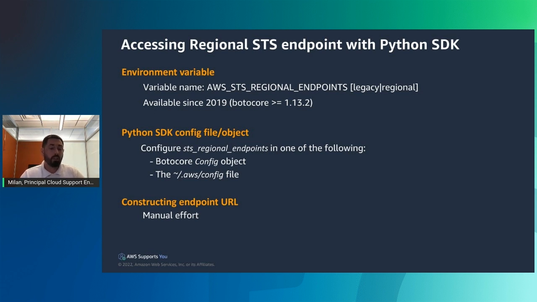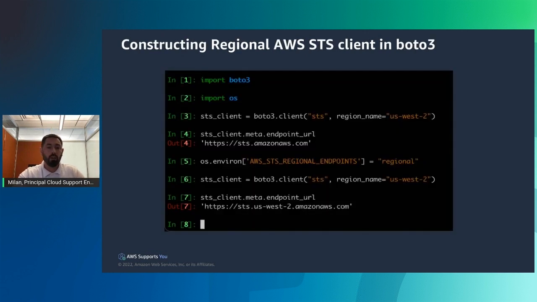And the third option is, because we know what the endpoint URL looks like, we can manually construct it and build a wrapper client, for example, where every time we instantiate an STS client, we pass a region and then formulate the endpoint URL. Because if you remember the example, the customer had actually tried to use that endpoint URL.